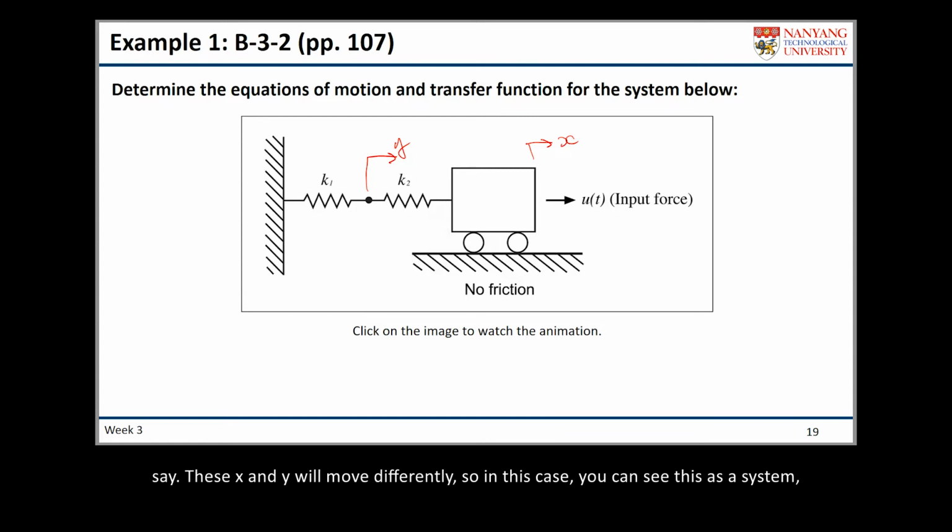So in this case, you can see this as a system which has one input, which is force u, and two outputs, which are x and y. And we should be able to model the relationship between u and x, u and y. But of course, in our case here, we are interested more in how the mass is moving. So we will derive more the relationship between u and x.